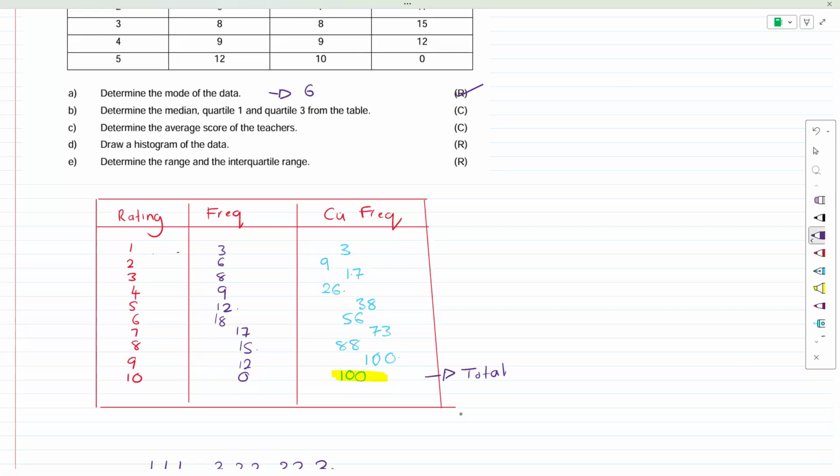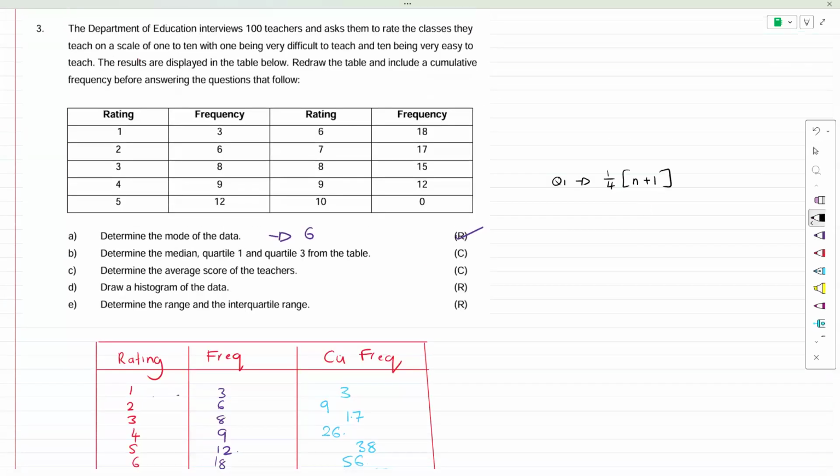Determine the median, quartile 1, quartile 2, and quartile 3 from the table. Quite simple. Pay attention, please. Quartile 1 is 1 over 4, n plus 1. So this is 1 over 4 into 100 plus 1, which should equal 25.25.